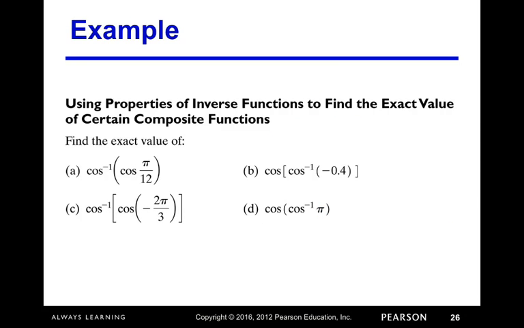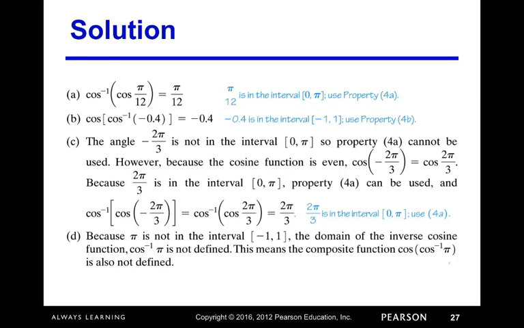Now let's look at D. We want the cosine of the angle that has a cosine of pi. So the cosine of the angle we're looking for would be pi, and pi is 3.14. So pi is not between -1 and 1. So for this one, there would be no solution. Pi is not in the interval -1 to 1. The domain of the inverse cosine is not defined. So it's not defined. No solution.